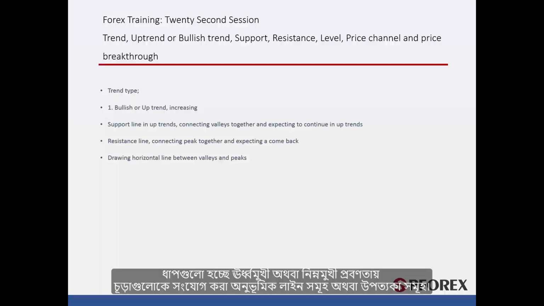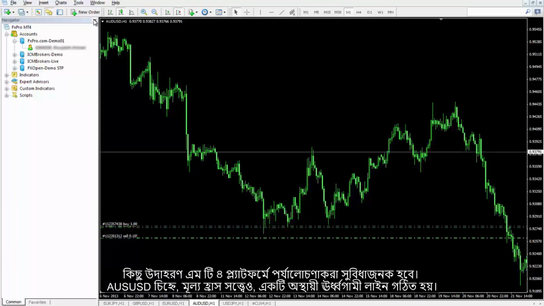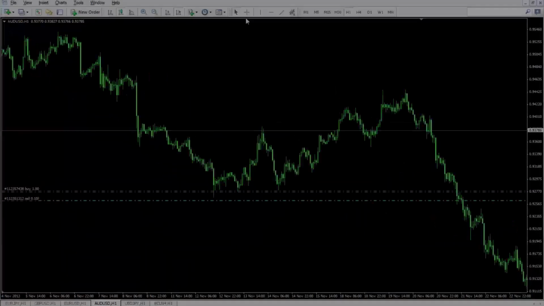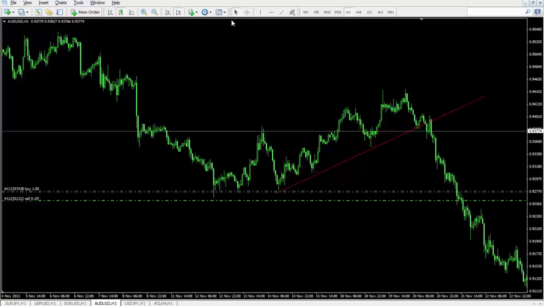Levels are horizontal lines connecting peaks or valleys in an upward or downward trend. Reviewing some examples on the MetaTrader 4 platform would be useful. On the Australian dollar versus US dollar symbol, despite the price decline, a transient ascendant trend is formed. By connecting valleys with a line, a rising trend is formed, in which market price moved.